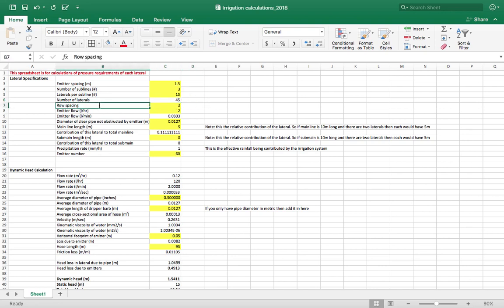Row spacings, that's the distance between rows. We actually need that for some calculations down the track, I think. So row spacing is 2.4 meters.